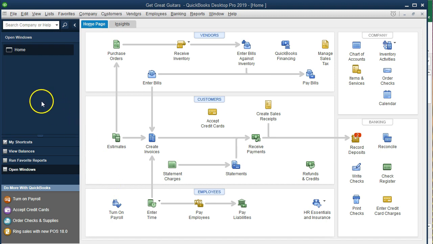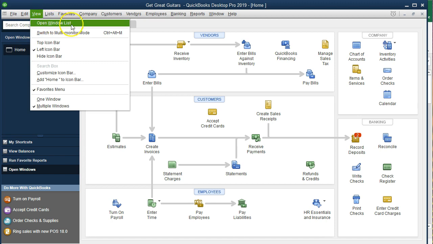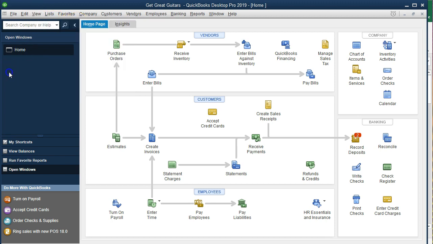We've got the open windows open. You can open the open windows by going to the View tab and open Windows Lists. Our goal now is going to be entering the loan payments for an installment agreement. Let's go to the reports to see what this loan is that we will be paying. So we're going to go to reports up top.